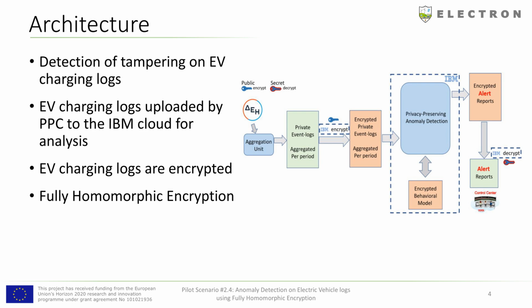If an anomaly is detected, the FHE anomaly detection module generates an encrypted security alert, which is delivered to the ELECTRON security information and event management system, which in turn decrypts the alert and visualizes it on the dashboard, thus notifying the security administrator for the potential anomaly.